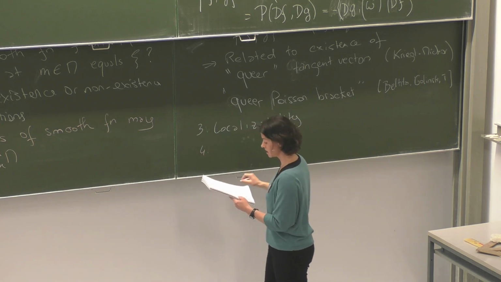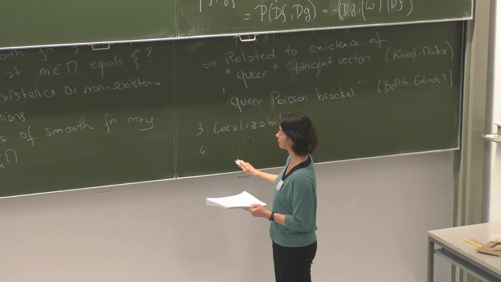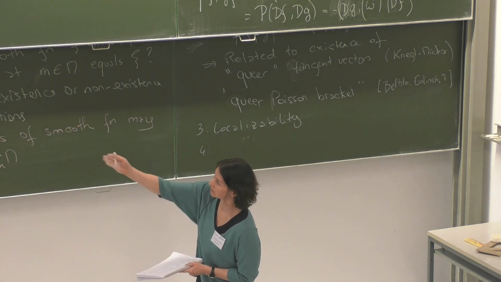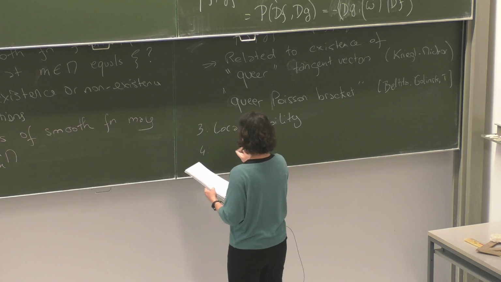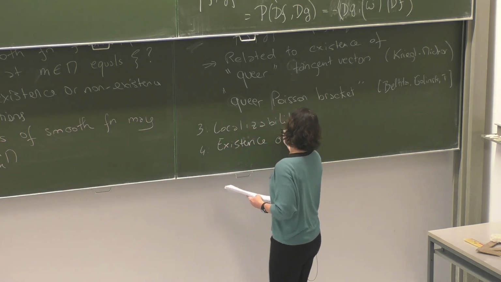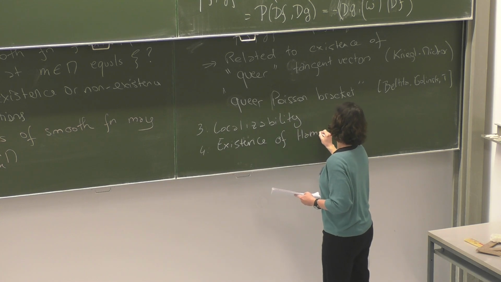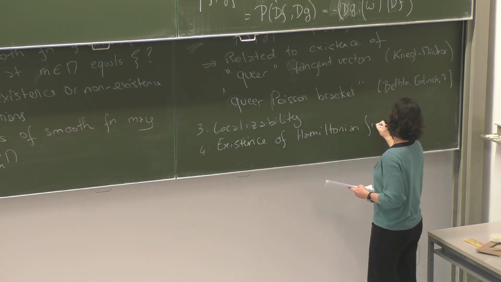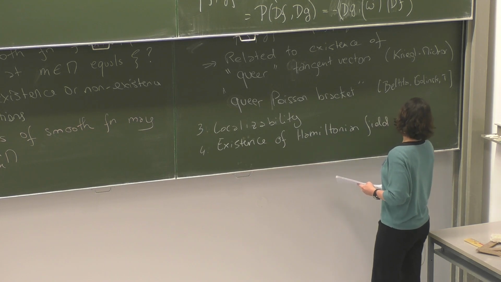And so the existence of a Hamiltonian vector field may lead to problems. The existence of a Hamiltonian vector field is not guaranteed.